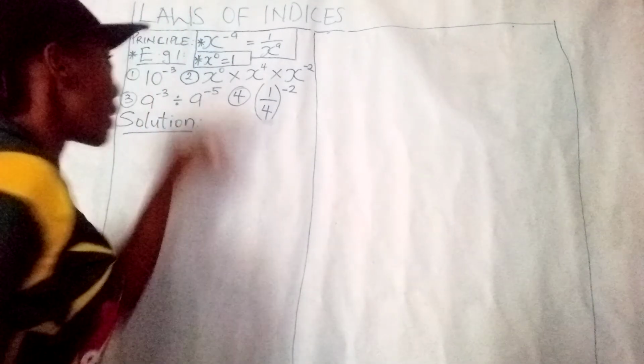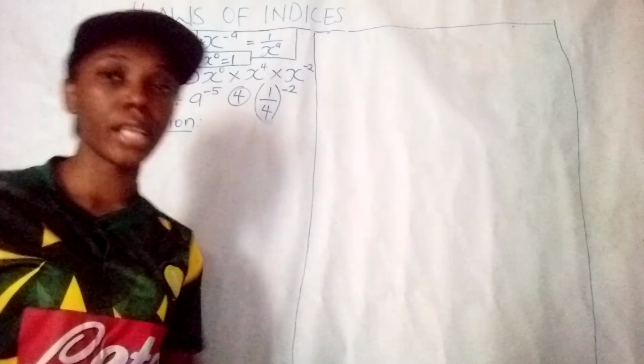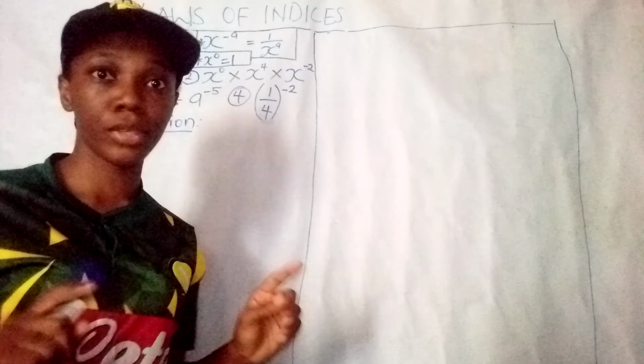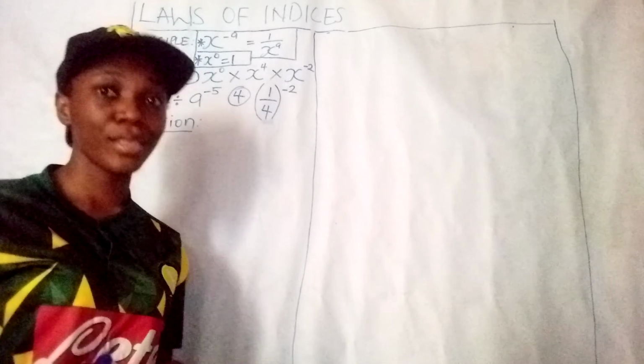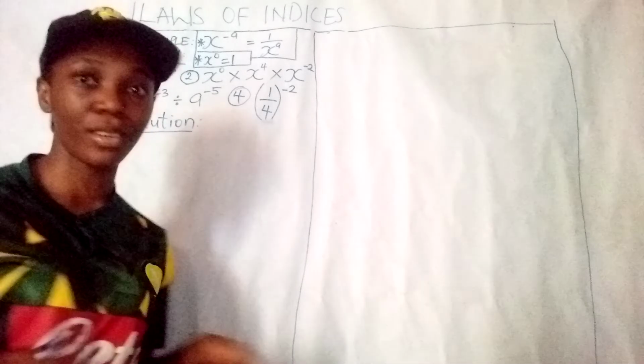Then the last one is anything raised to the power of 0 is 1. Anything raised to the power of 0 is 1. So let's go back to the examples we have and let's crush all of them.